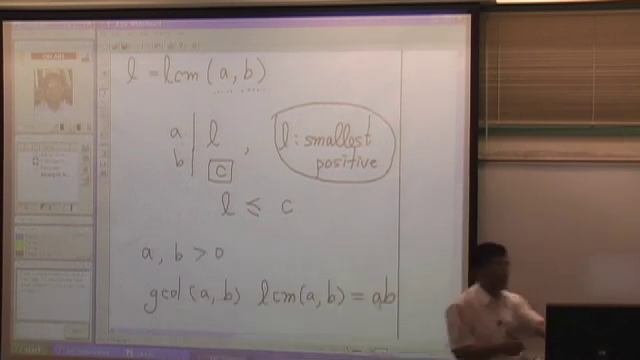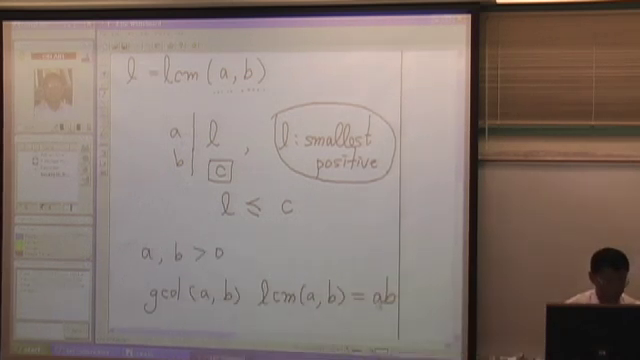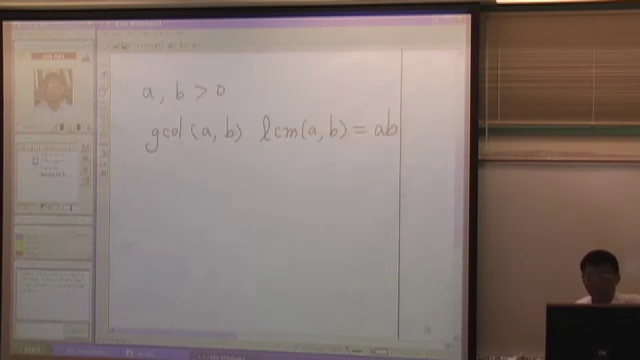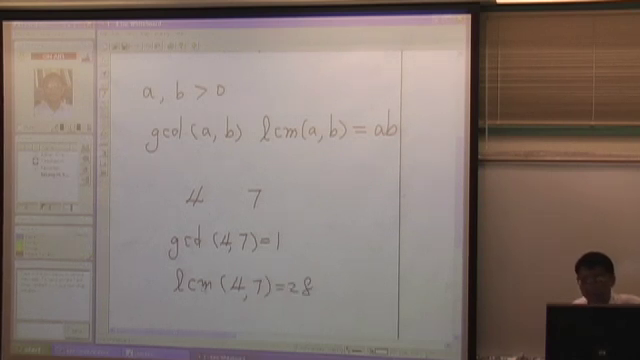First of all, instead of proving it, we will use some examples. So you may pick two numbers so that we can examine this fact. Instead of proving it, we want to examine the fact. So please give me two numbers. 4 and 7. Then what is the GCD? GCD of 4 and 7 is 1. LCM, least common multiple of 4 and 7 is 28. So GCD multiplied by LCM is 1 multiplied by 28. 4 multiplied by 7 is 28.